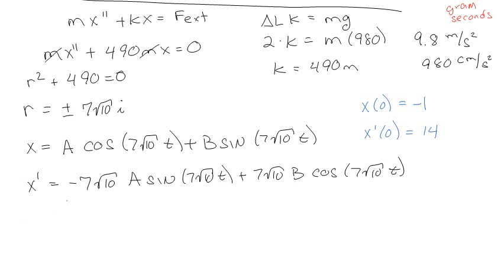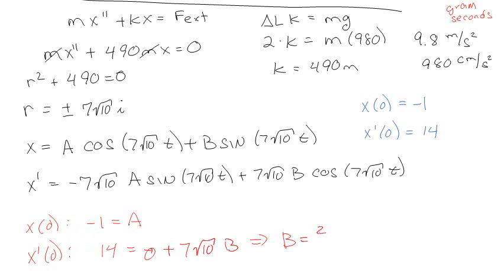X at 0 was something negative 1, so A, x prime at 0 was 14, which is not going to be pretty. 0 plus 7 root 10 b, meaning that b is equal to 2. No, that's silly. 2 divided by square root of 10. And Mama always said, never bring an irrational in the denominator to a party, because my Mama only has good taste when it comes to irrational numbers. 2 root 10 over 10, or root 10 over 5.